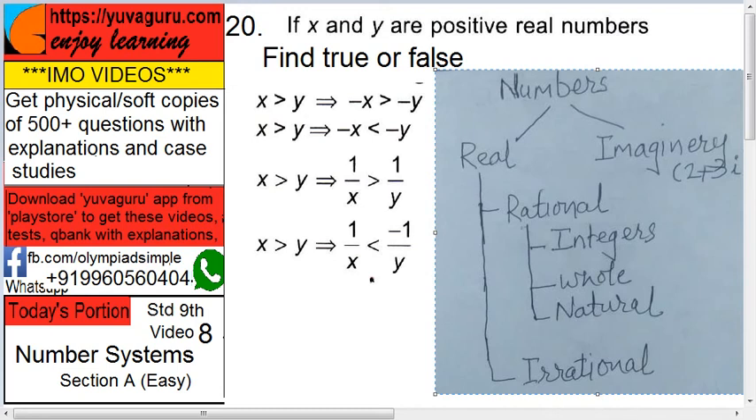Next is, if x and y are positive real numbers, then find true or false. Now remember one thing, what is positive? Positive is okay, you understand. What is a real number? This number system basically has two types of numbers, real and imaginary.